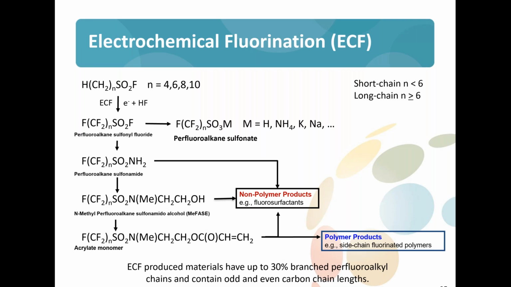One of the major differences, though, in this particular chemistry is that because of the nature of how it's produced and the rigor of the electrochemical cell, ECF materials have up to about 30% branched, and that branched material varies by manufacturer and region around the world. And they contain odd and even carbon chain lengths, a bit dissimilar from the telomer products.